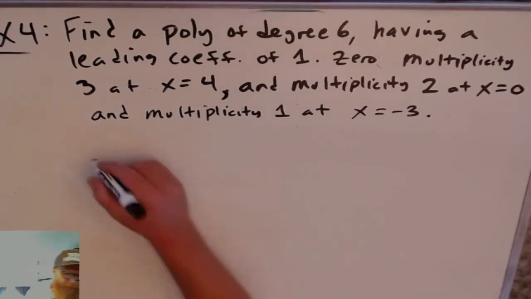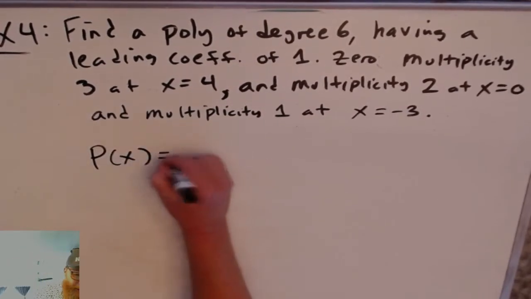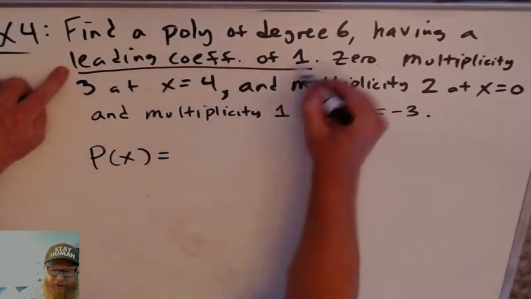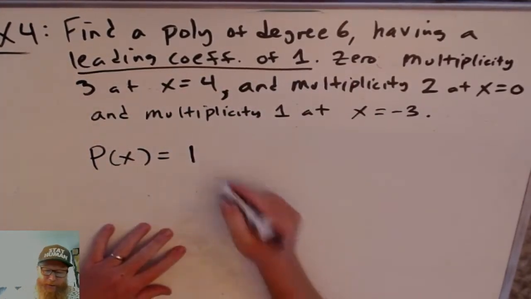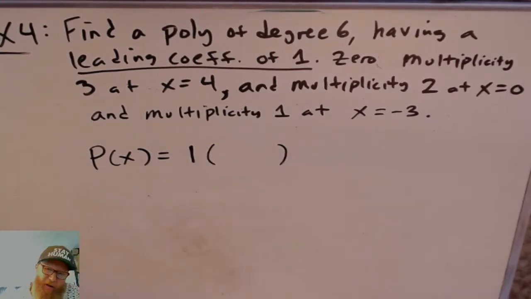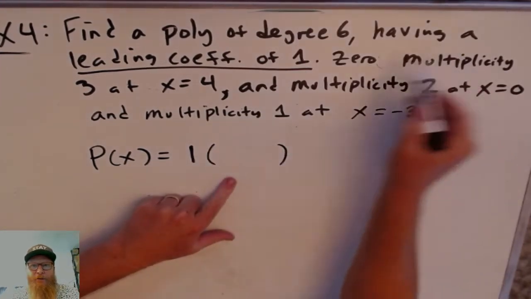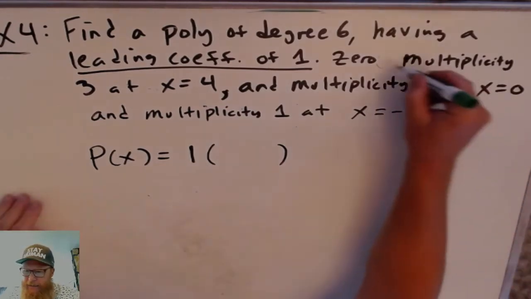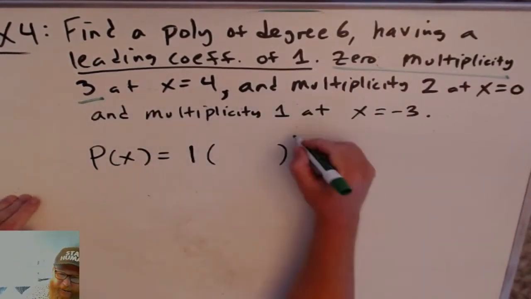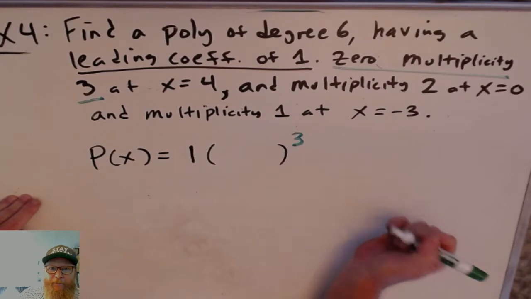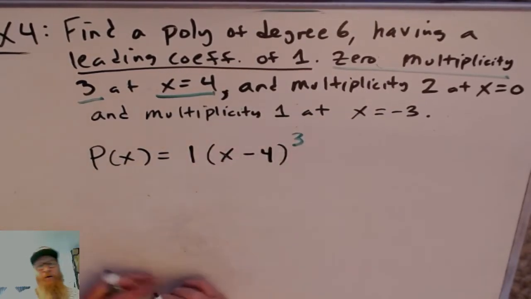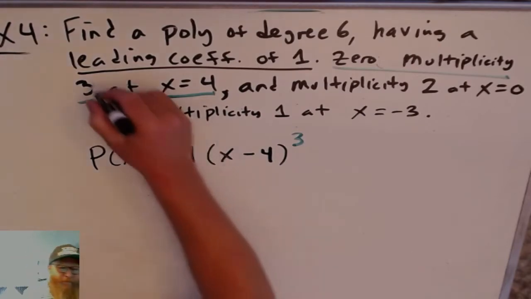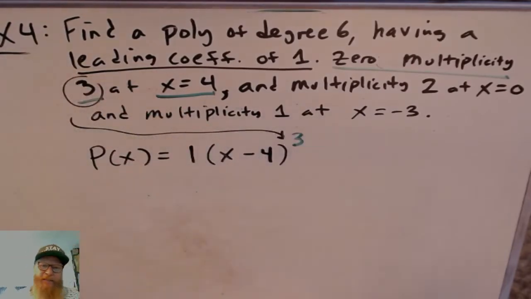All right, here we go. So polynomial, p of x, leading coefficient of 1. Okay, put a 1 in front. Or not. You could just leave it. If it's not there, it's a 1. Multiplicity 3, so that's the power, 3, at 4. So that would be x minus 4. So remember, the multiplicity is the same as the degree or the power of the term.